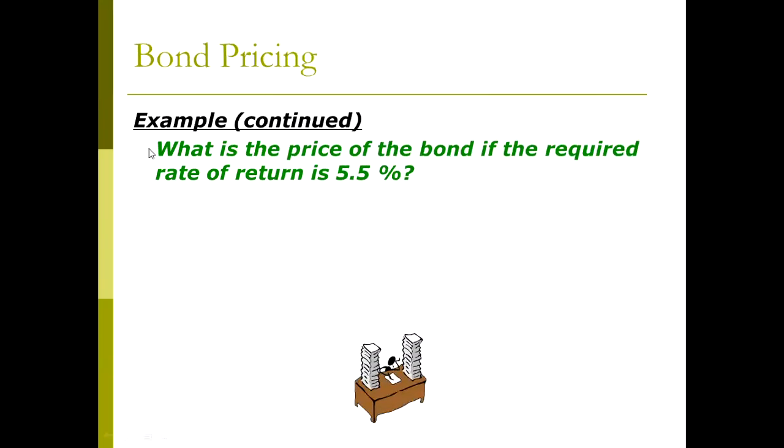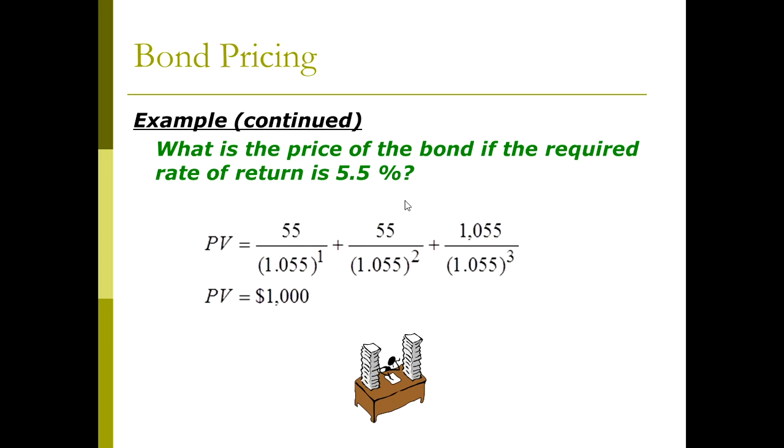Okay, so now I want to change the previous example a little bit. What is the price of the bond if the discount rate increased from 3.5 to 5.5%? In the first example, the discount rate is 3.5%, but now we increase it to 5.5%. What happened to the bond price? Let's see. The structure of the cash flows is exactly the same, but instead of using 3.5%, we're using 5.5% in the denominator. We calculate the bond price, which is exactly $1,000.